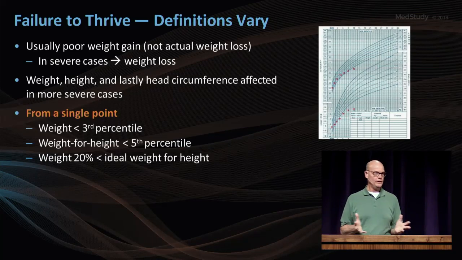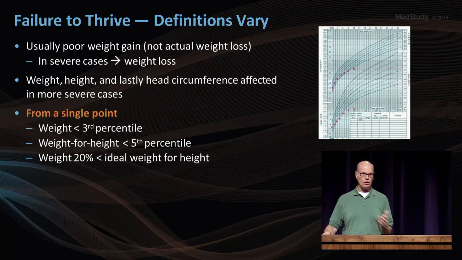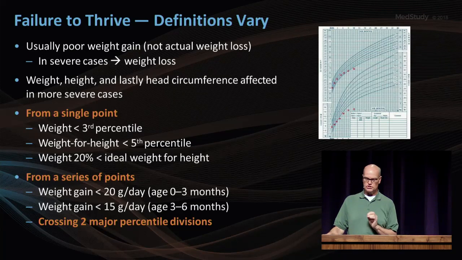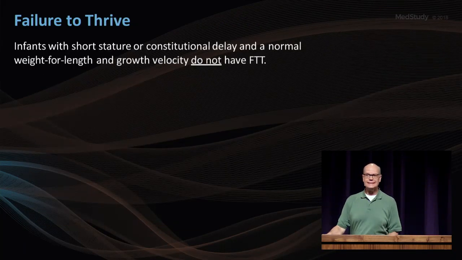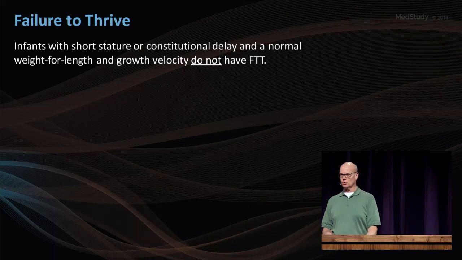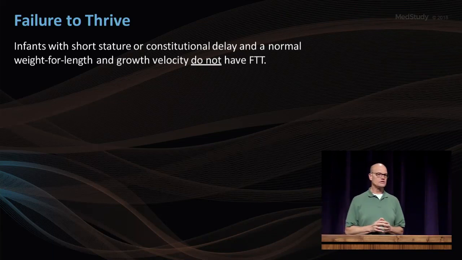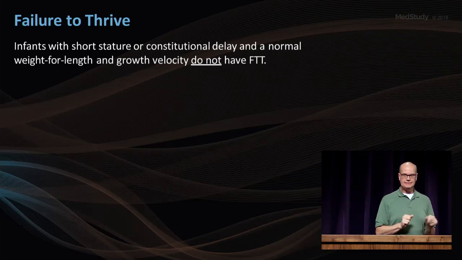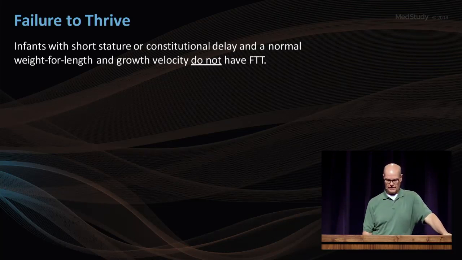Now, although we don't like to use growth charts when we just have a single point, if that's all that they give you, then here are the definitions from a single point. Here are the definitions from a series of points. And again, always beware when 2 percentile divisions are crossed. Now, infants by definition with familial short stature or with constitutional delay should not be identified as having failure to thrive.